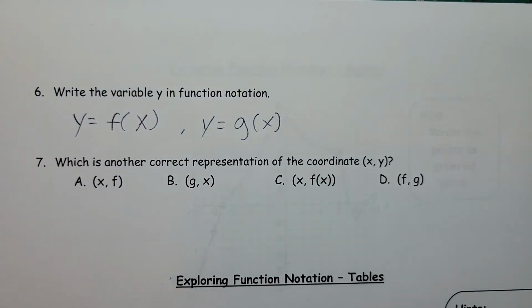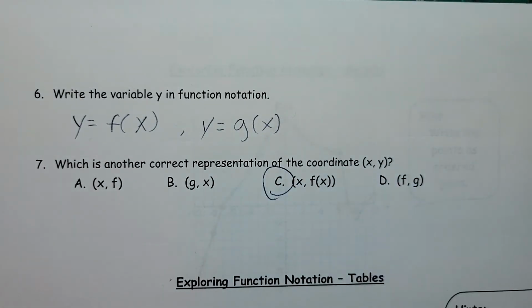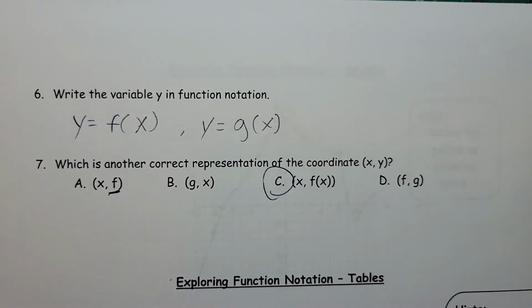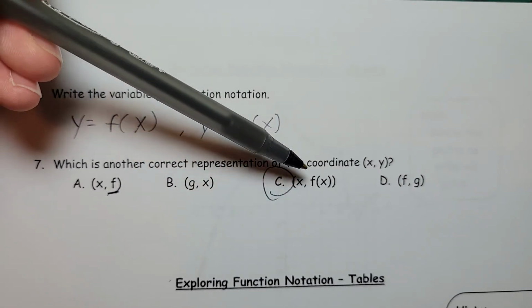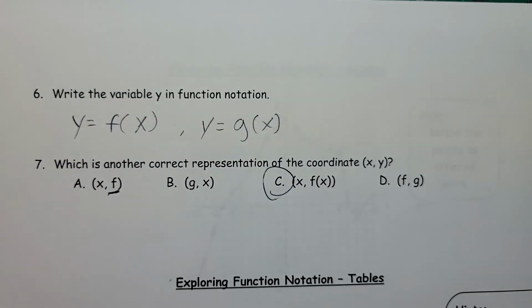So number 7, which is another correct representation of the coordinate x y? And for here, it would be answer number C. Now, some of you might think it might be A because there's an f right here, but that doesn't mean anything because without the x input into the function, you cannot get the y value. So if you look at number C, our x is in our x value, and our f of x is our y value.